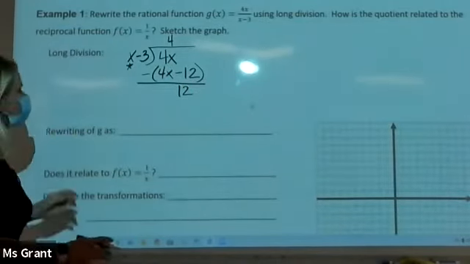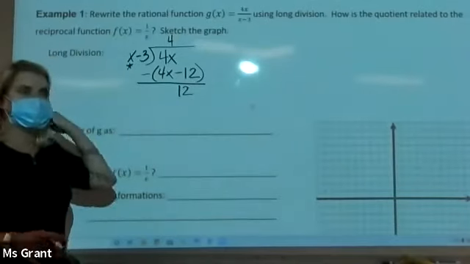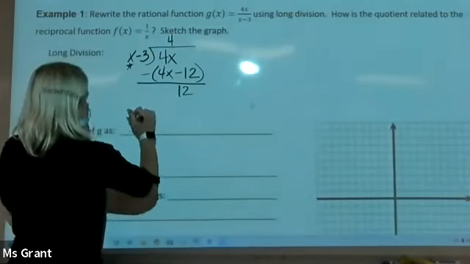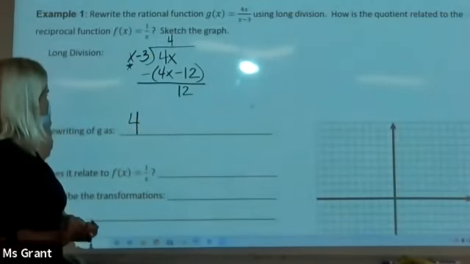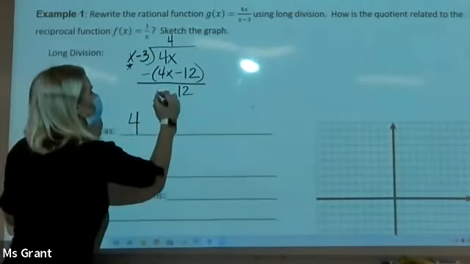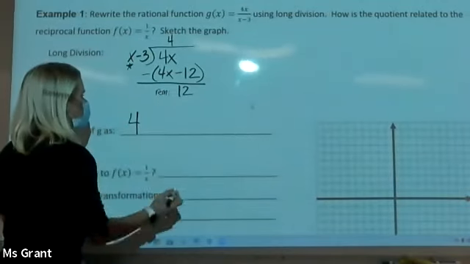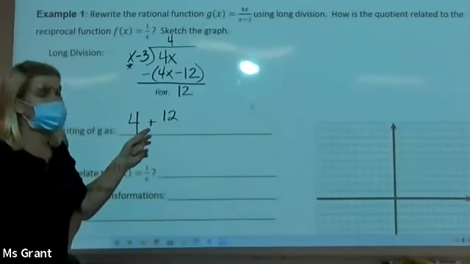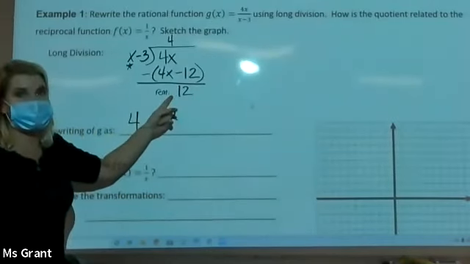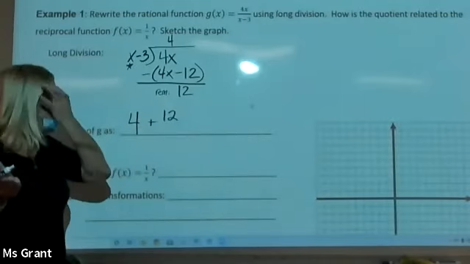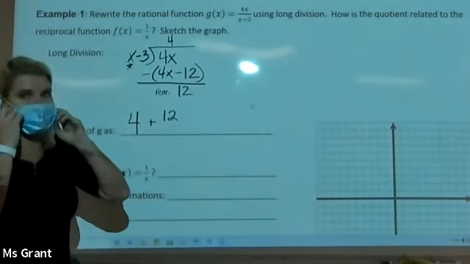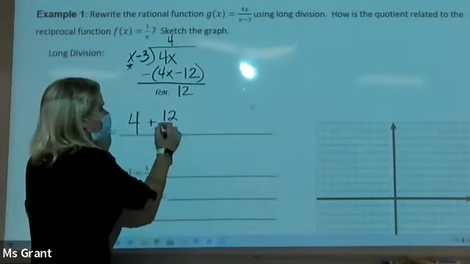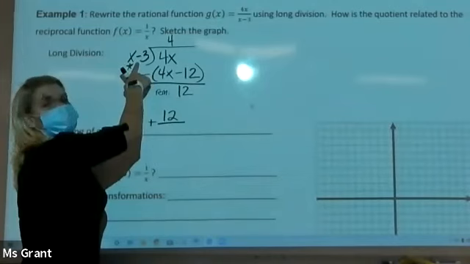Here's how I write the answer. It's how many whole times does it go in? It goes in 4 whole times. Then what's my remainder? Positive 12. I could have a negative 12. It's possible that there could be a negative remainder. You have one of those in your homework tonight with a negative remainder, but I'll explain that tomorrow. Over, what did I divide by? Oh, x minus 3.